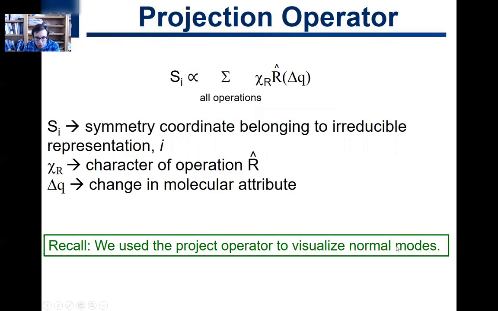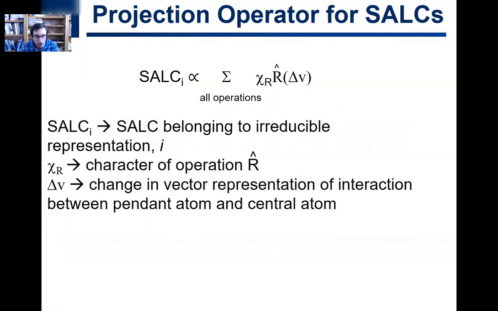Okay, so we did this previously for normal modes. There was this kind of complicated equation here that tells us how to use the projection operator. The annoying thing about this equation is that it is a sum across all operations, so that means not just all classes, all operations, okay? So that's going to take some work. And what we're going to be using this for is the vectors, right? That's what we're going to be applying the operations to.